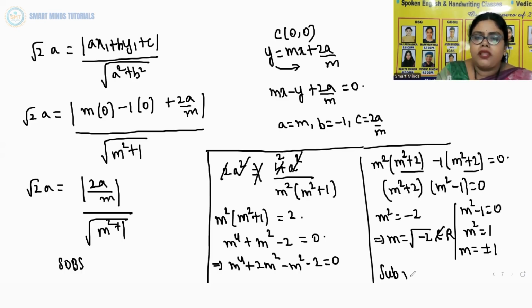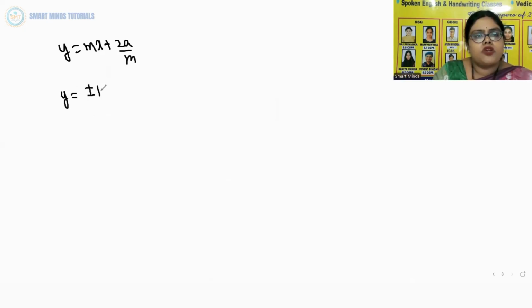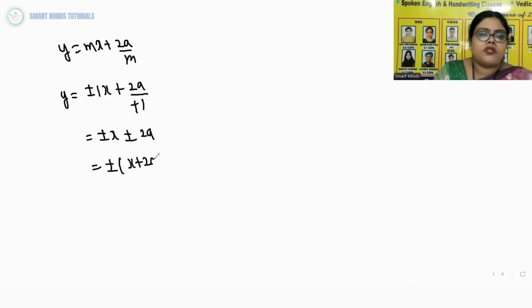Now substituting m in equation number 1. Now we substitute m value in equation number 1. So what is equation number 1? Y is equal to mx plus 2a by m. So wherever you have m, you put plus or minus 1. So plus or minus 1 into x plus 2a by plus or minus 1. So that is plus or minus x plus or minus 2a. So if we take plus or minus common, we get x plus 2a. Hence proved.